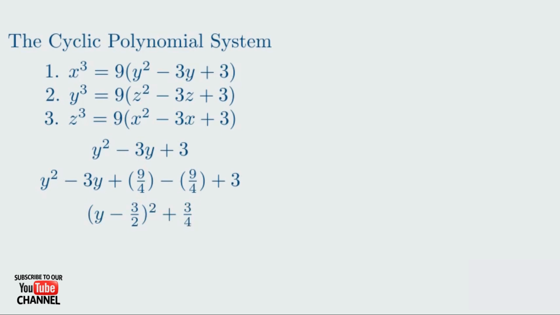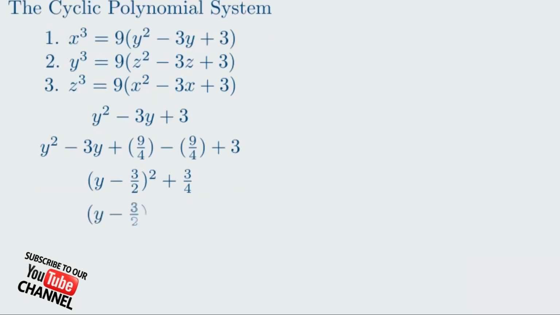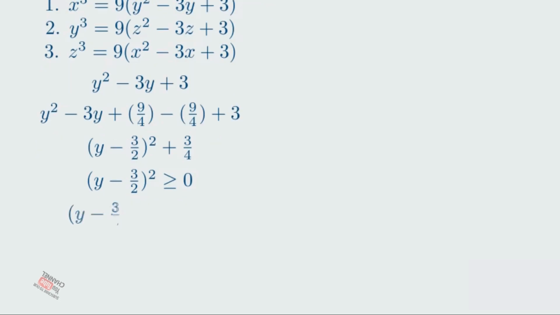This is a very powerful transformation. Why is it so powerful? Think about a squared term. The square of any real number is always greater than or equal to 0. So, y minus 3 halves, all squared, is always non-negative. This means that the entire expression is always positive. The whole term, y minus 3 halves squared plus 3 quarters, must be greater than or equal to 3 quarters, and therefore always positive. This is our key inequality.